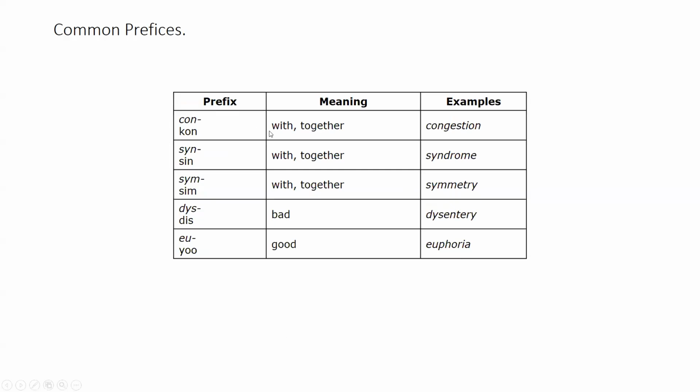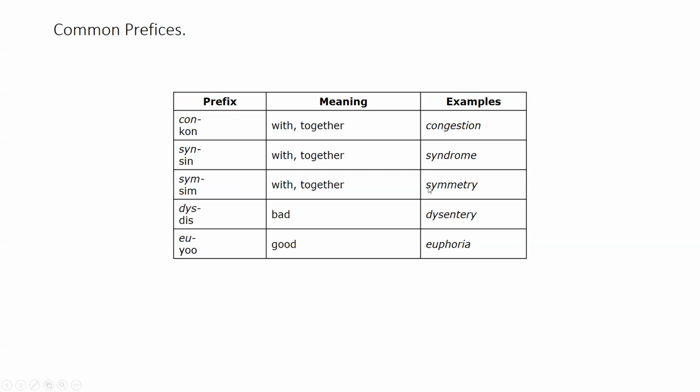This prefix con means with or together. So congestion, if you're suffering congestion, nasal congestion, for example, it's a bringing together of fluid, basically. Syn can also mean with and together. So a syndrome is a bringing together of symptoms that occur together. Sim, likewise, can mean with or together. Symmetry means measurements together. So in other words, your arms are the same length. There's symmetry.